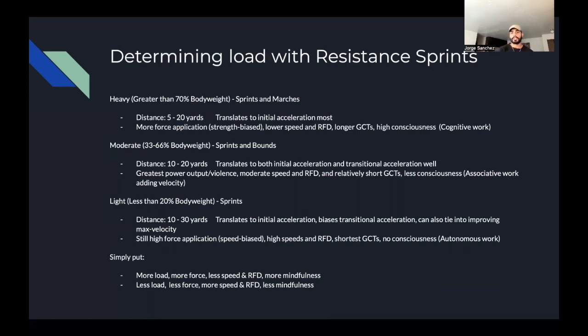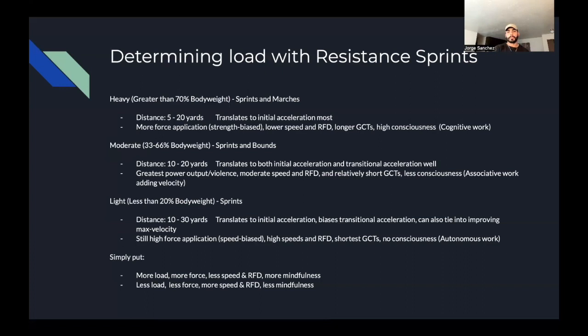Now, lighter loaded sprints still allow for greater force application than bodyweight sprints, but it allows us to work at high speeds with a high rate of force development and shorter ground contact times. Now, because we're moving at higher speeds, we won't have the time to think about our mechanics too much while sprinting. We just want to take all the work and skills that we've worked on and carry it over to these light sprints and sprint fast, efficiently, and most importantly, very violent.